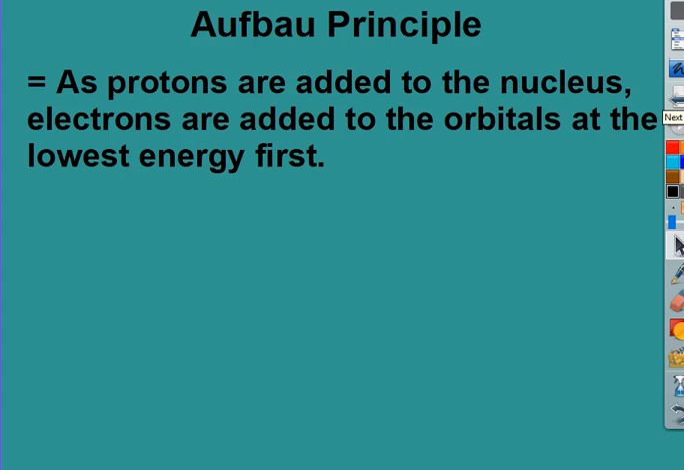The Aufbau principle states that as protons are added to the nucleus, electrons are going to be added to the orbitals at the lowest energy first. So electrons are going to have to enter the lowest energy orbital. So first it goes to the 1s, then the 2s, and so on.